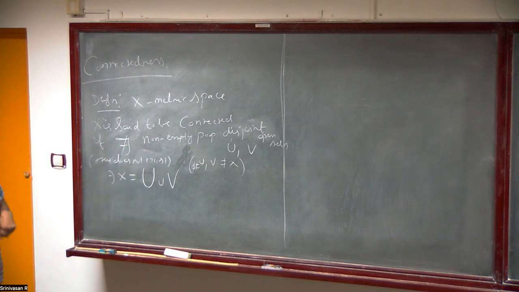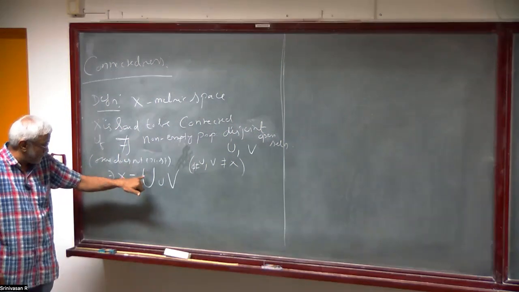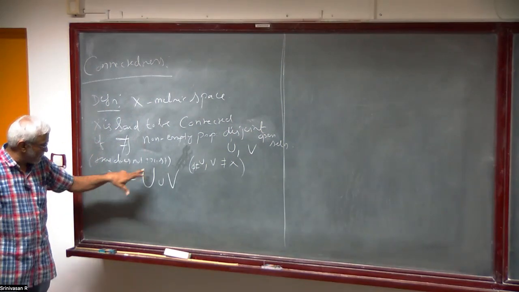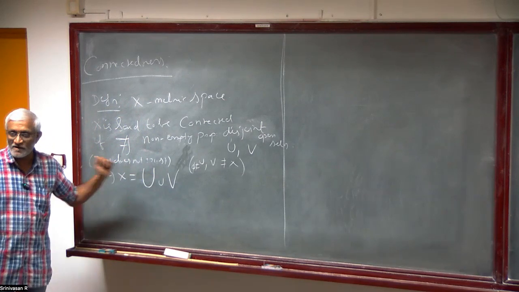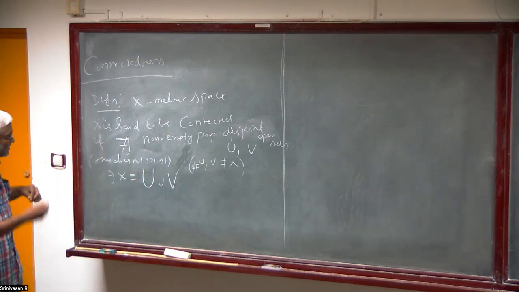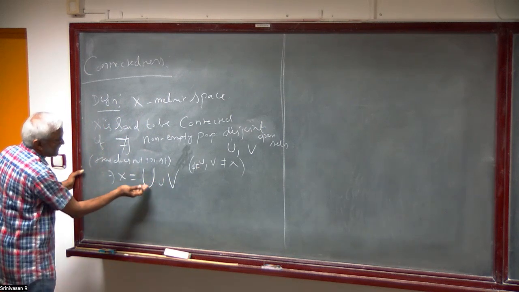If you can write it like that, these are called connected components, if each is connected, because they may not be connected. Suppose you can write it like that: this is one component, this is another component. If they are connected, they are called connected components. Otherwise, it can be completely disconnected also. If it can be written like that, we call it disconnected.